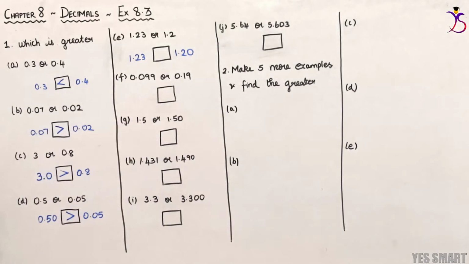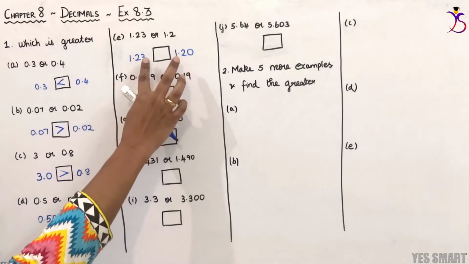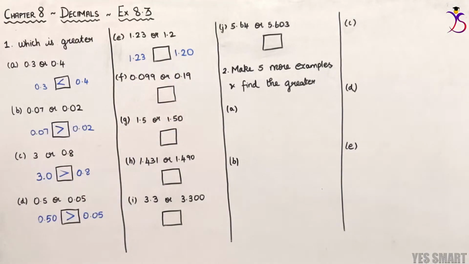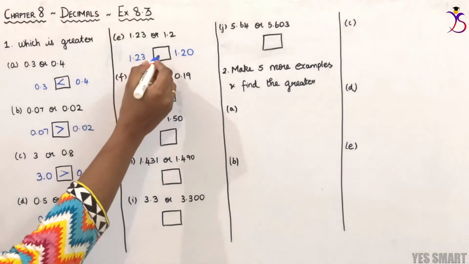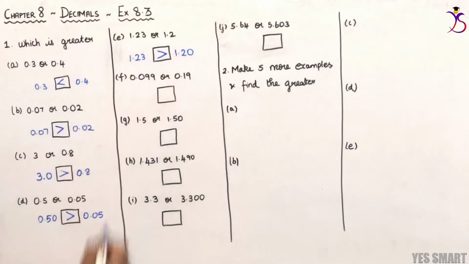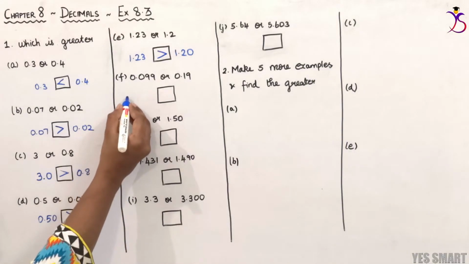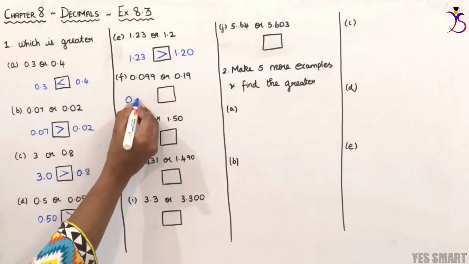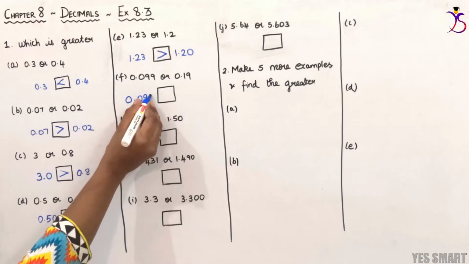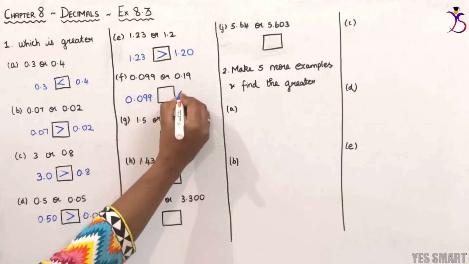Let's move to the decimal part comparison. First digit is 2, here it is 2, both are equal. Let's compare the next digit. Here we have 3, here we have 0. Obviously 3 is greater than 0, therefore 1.23 is greater than 1.20. Now moving on to the F subdivision, we need to convert 0.19 to a like decimal of 0.099.